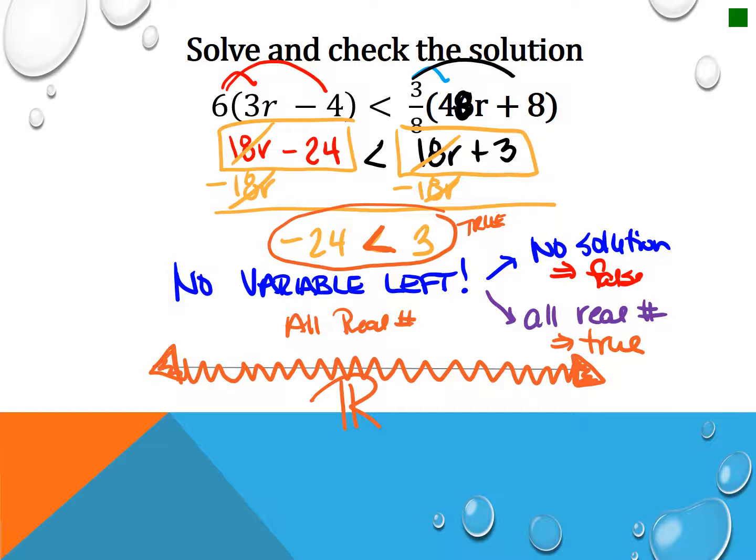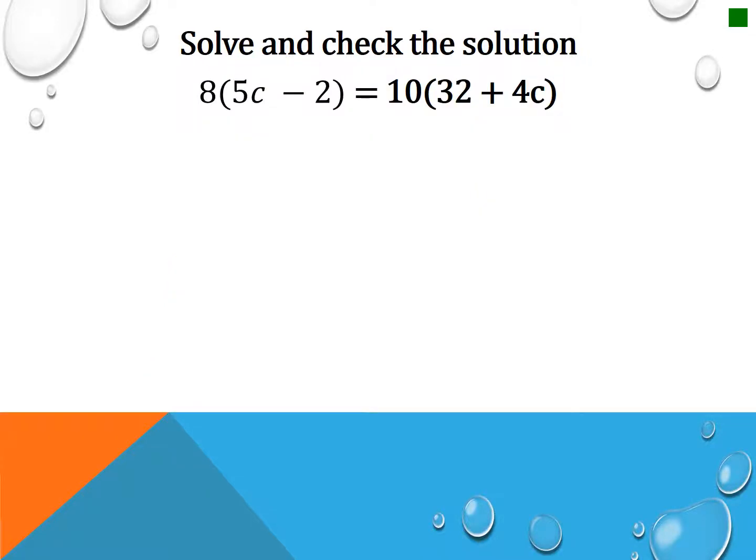All right, back to an equal sign. So on the left side, I'm going to distribute. 8 times 5c is 40c. 8 times negative 2 is minus 16. Then there's an equal sign. Over here, 10 times 32 is 320, and 10 times positive 4c is plus 40c.